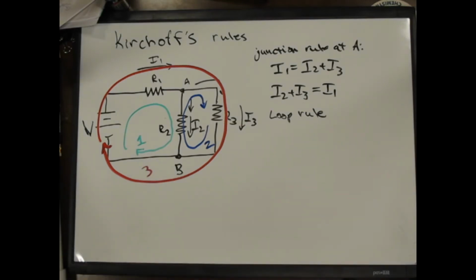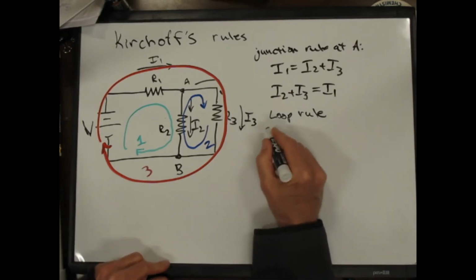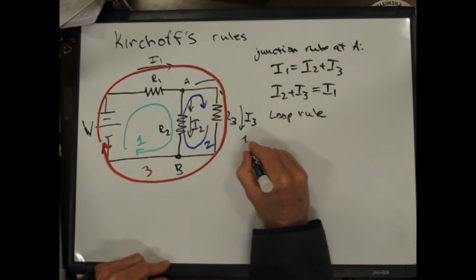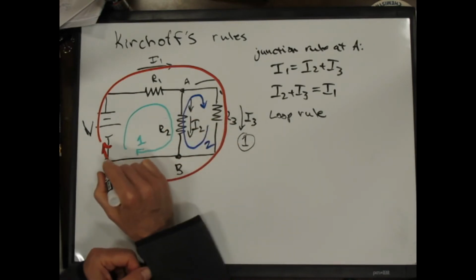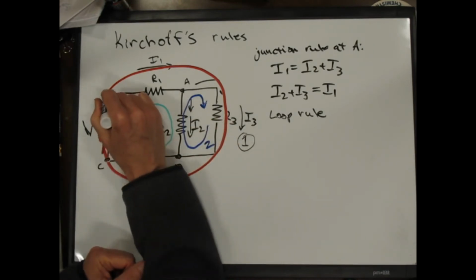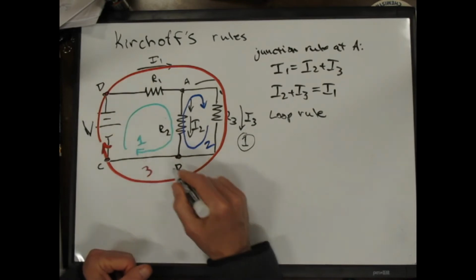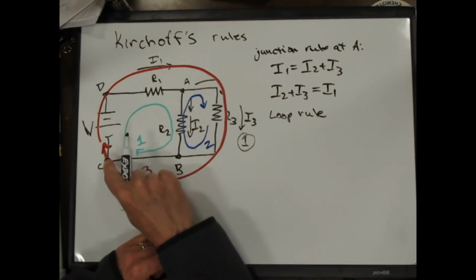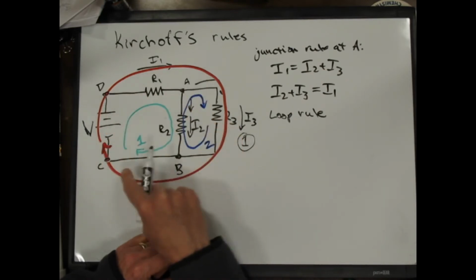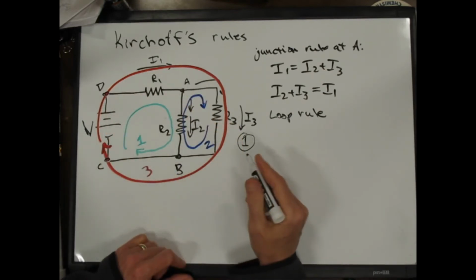And so if we want to apply Kirchhoff's loop rule to loop 1, we just pick a point. We call it A, B. I'll call this point C and this point D. And we'll just go around the loop from D to B to A, from C to D to A to B to C.